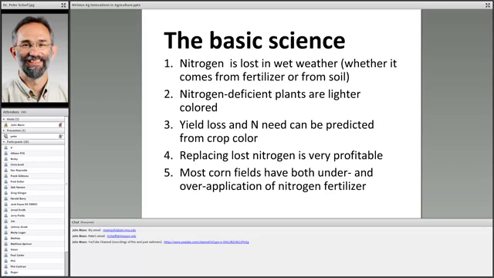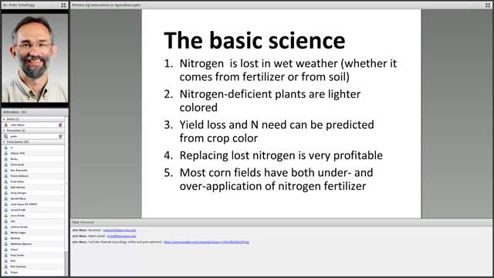I already mentioned with the picture a couple slides ago that nitrogen deficient plants are lighter colored, and so I've found that we can take that crop color and do a reasonably good job of predicting yield loss and also predicting nitrogen need based on that color.